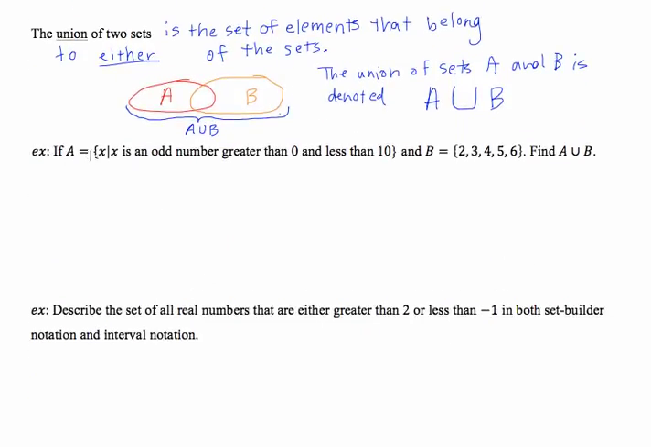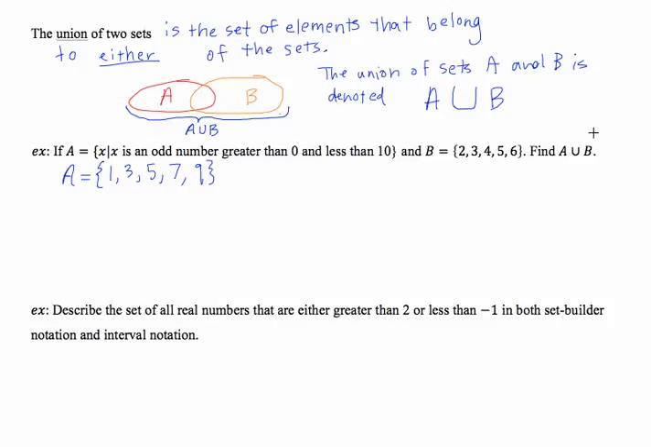If A is the set of all x such that x is an odd number greater than 0 and less than 10, and B is the set of numbers containing 2, 3, 4, 5, and 6, let's find the set A union B. Okay, so A union B is the set of numbers that's in either one or the other. It's hard to tell what's actually in set A. Set B we can just read off, but let's figure out what's really in set A first. Let's just list out all the elements. It's got to be an odd number, which implies that it needs to be an integer. So odd number greater than 0 and less than 10. So that would be 1, 3, 5, 7, and 9.